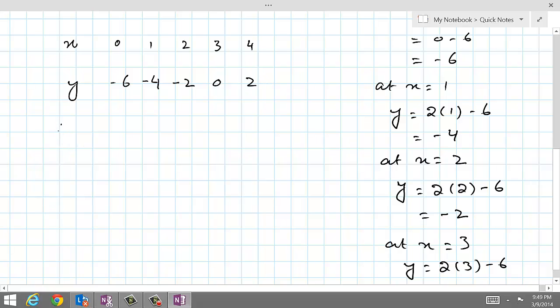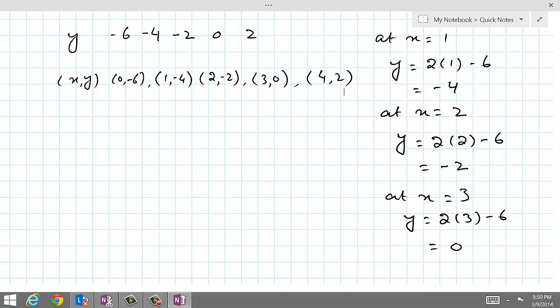And now we make pairs for x, y. The pairs would be 0, minus 6, and the next pair would be 1, minus 4. The next pair of x, y would be 2, minus 2. The next pair would be 3, 0, and the last pair we are going to get is 4, 2. So these are the pairs for the values of x and y which we are going to graph as a straight line.